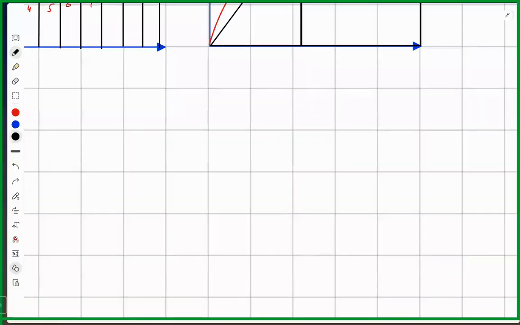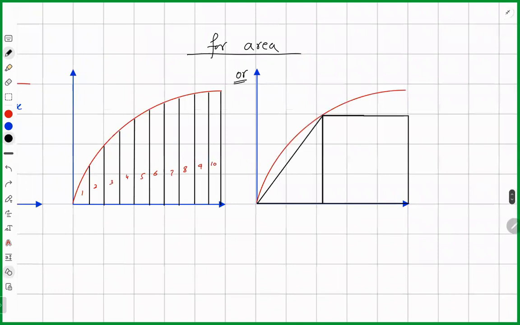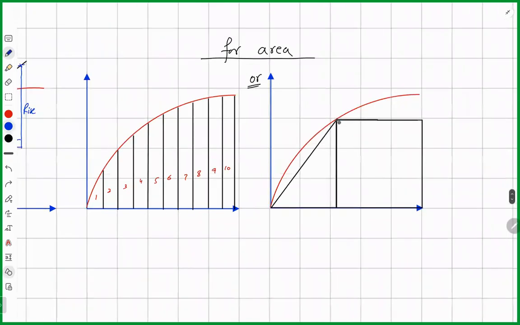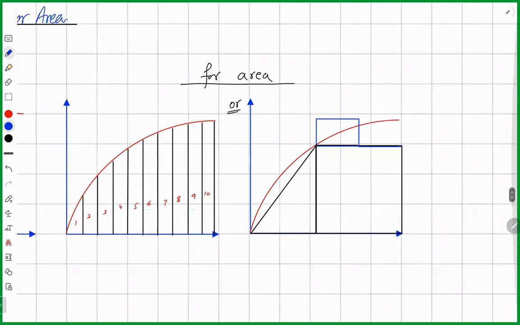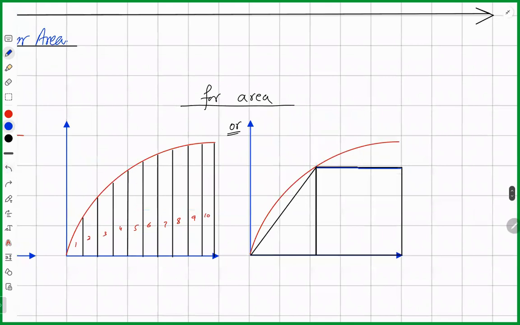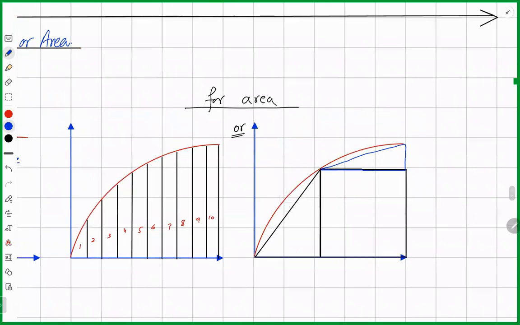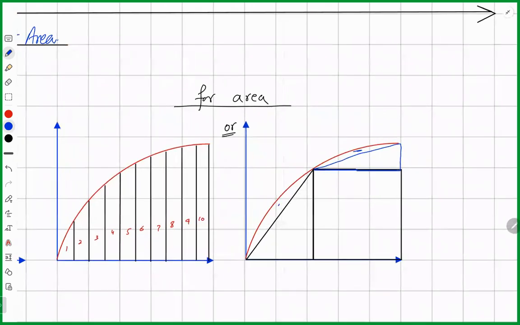Okay, now we can split it into smaller shapes, and then we can find out the areas of each shape, and then we can add them. Like this. And then we can add approximately this area and this area.